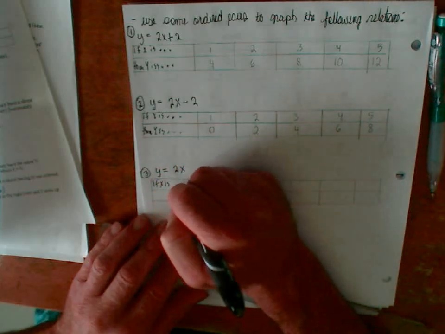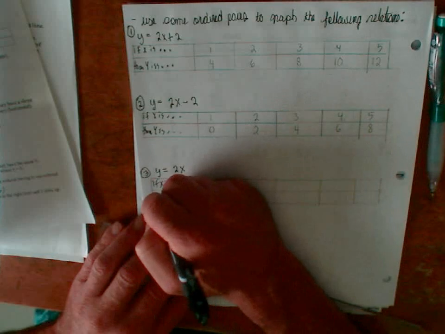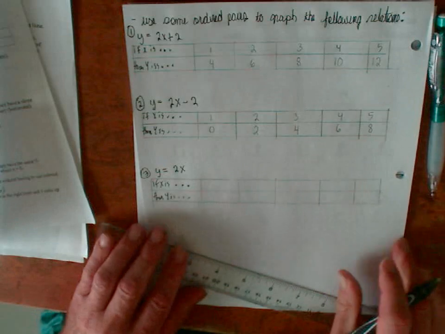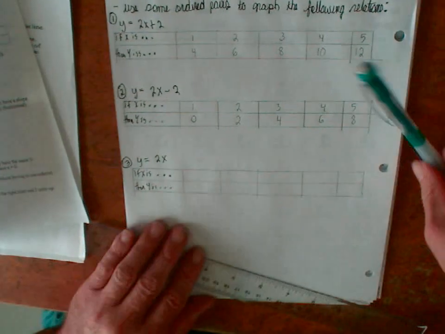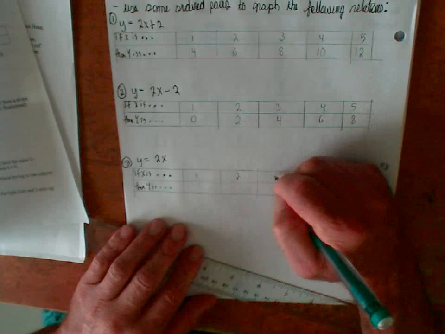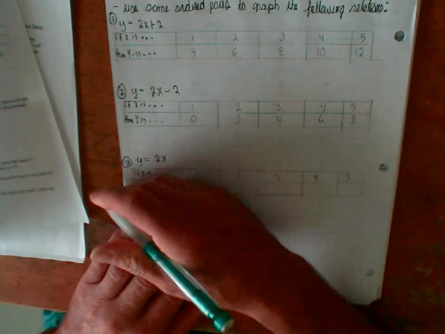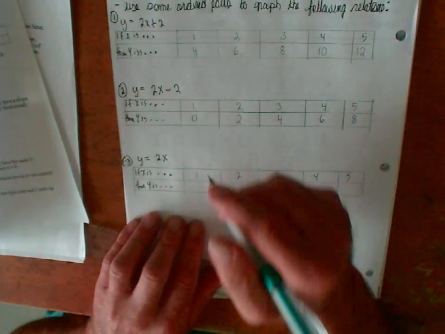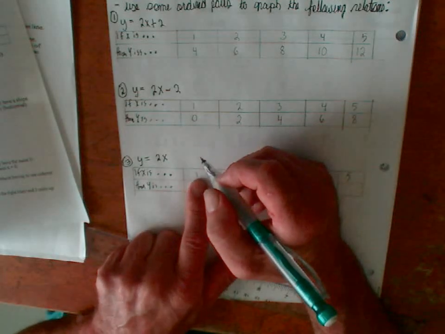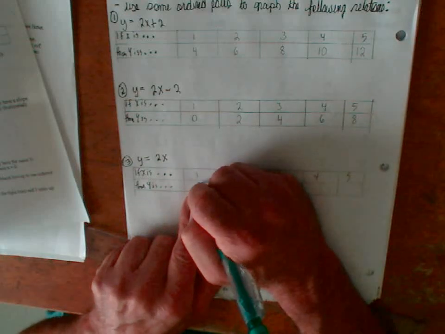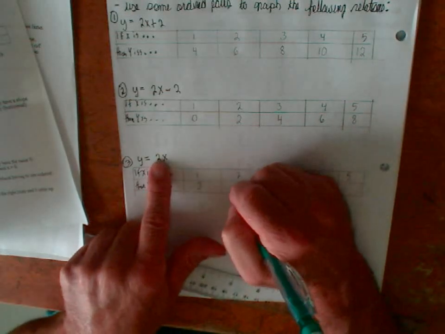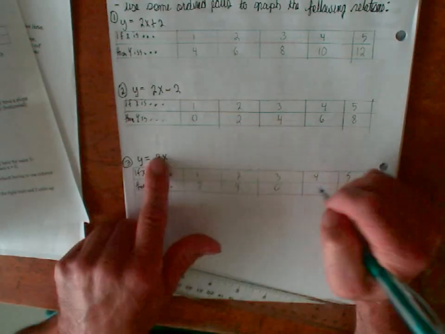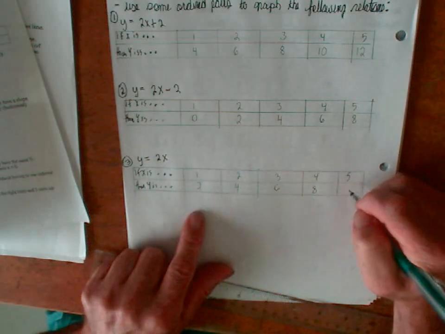If x is, we don't know, we're going to pick it, then y is the value that we're going to generate. It's 1, 2, 3. Doesn't matter which numbers you pick, I'm just keeping this very consistent and very simple. So 1 times 2, 2. 2 times 2, 4. 3 times 2, 6. 4 times 2 is 8. And 5 times 2 is 10.